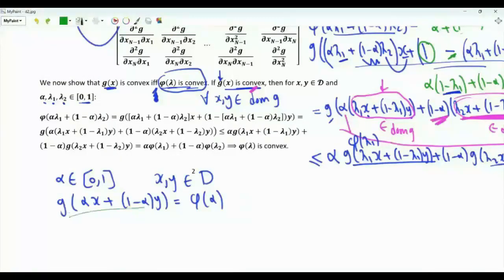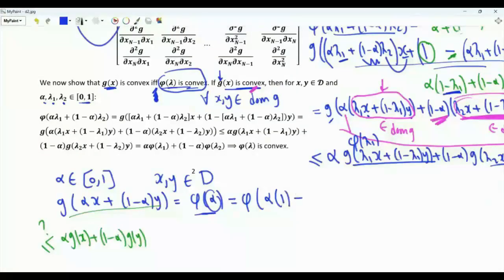By definition, this is phi of alpha. To prove that g is a convex function, we need to show that this is less than or equal to alpha g of x plus 1 minus alpha g of y. How can we do this? We need to exploit the given convexity of function phi. The trick here is to rewrite this alpha as alpha times 1 plus 1 minus alpha times 0.